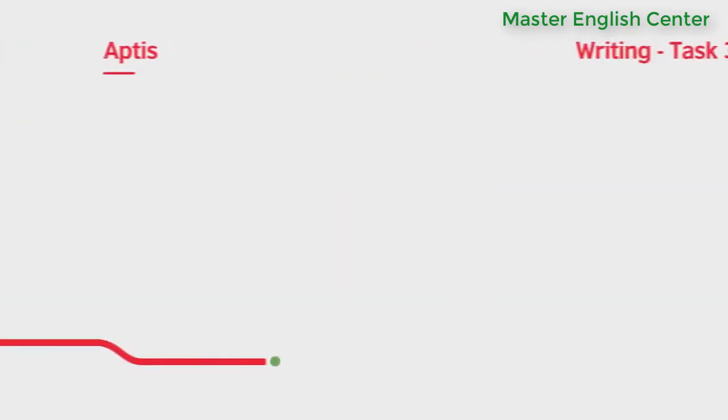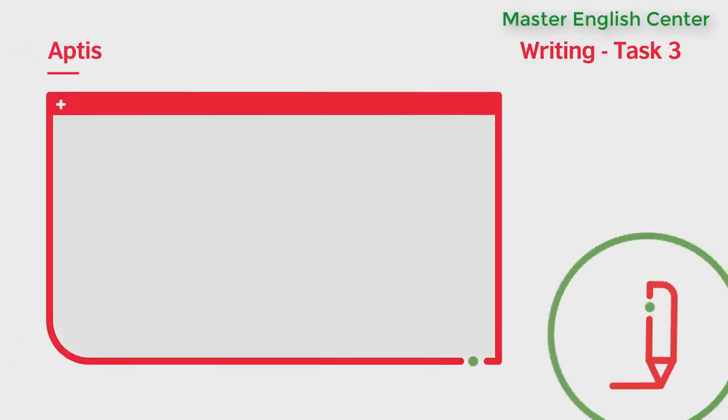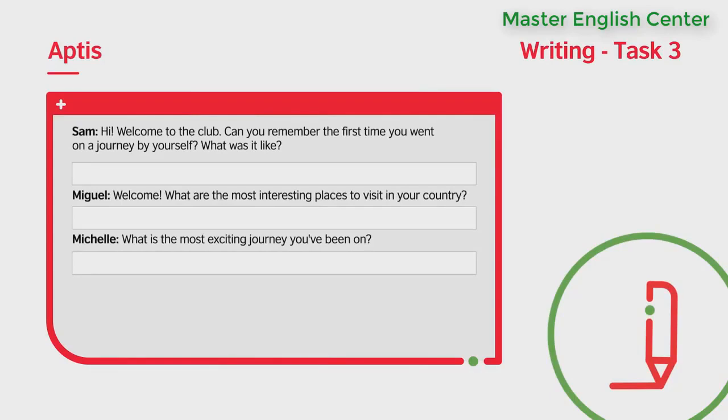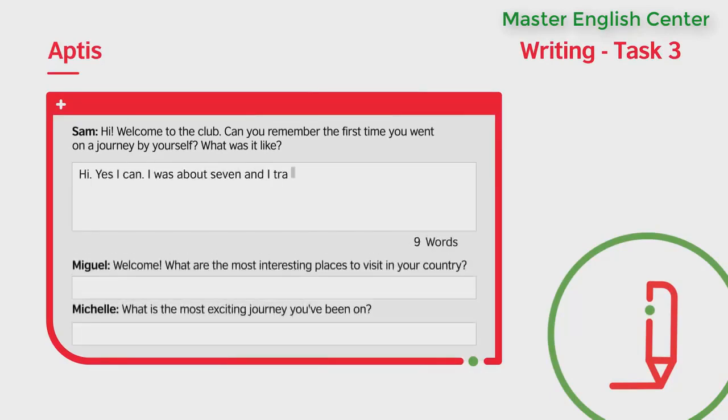In the third part, you need to provide answers to 3 questions from other members of the club or group on a social media platform. Write between 30 and 40 words for each response.